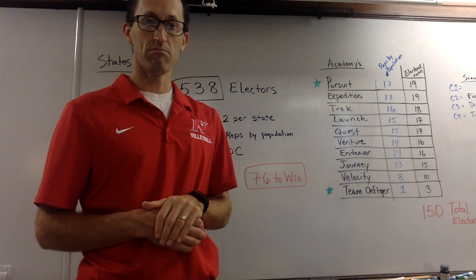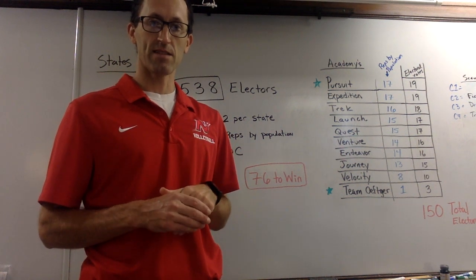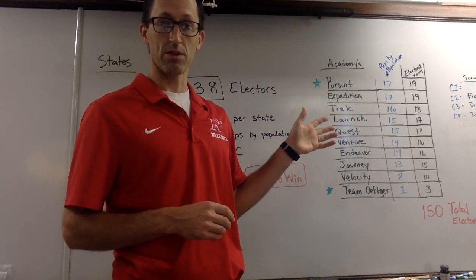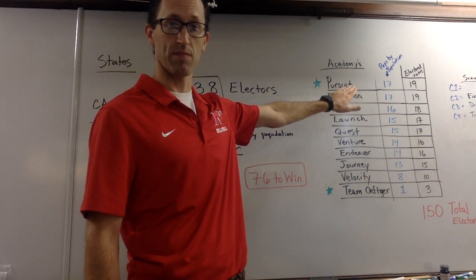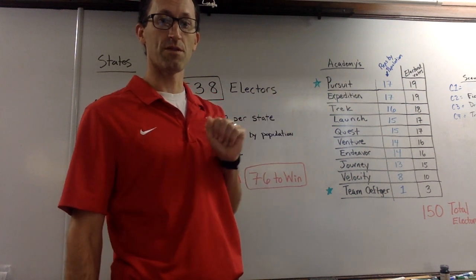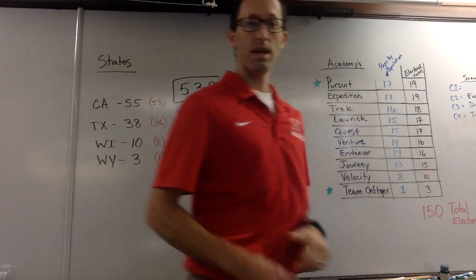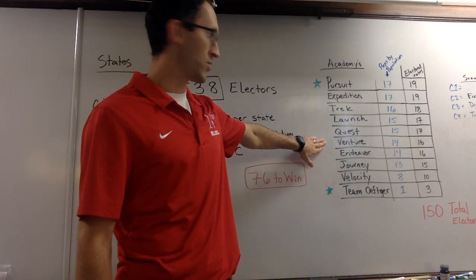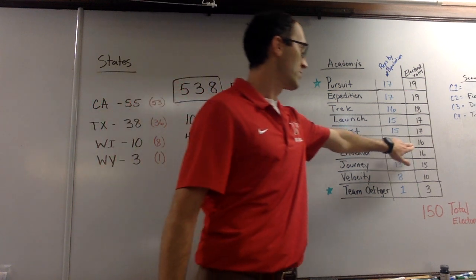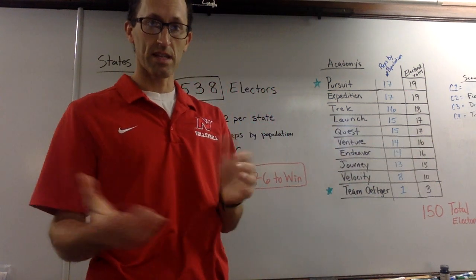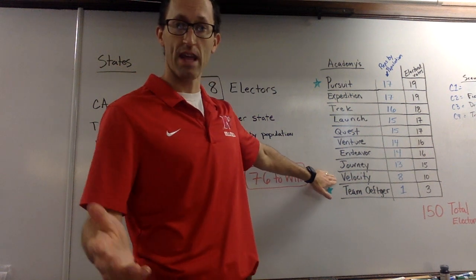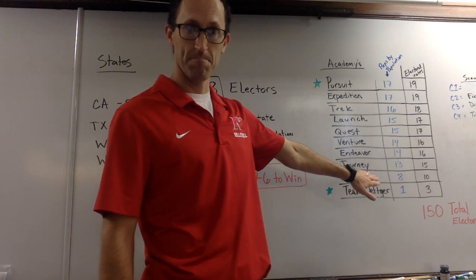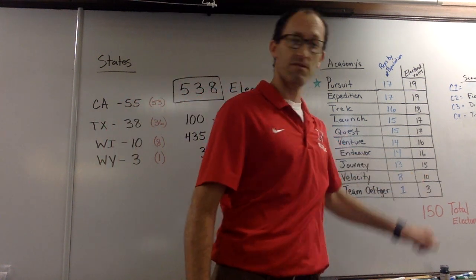So Pursuit and Expedition, congratulations, your states have a little bit more power in the election because you have the largest population. You're getting 17 votes based on population. We're going to add 2 for the equal votes, making it 19. If we look at Venture, your number came up to be 14 for population, plus 2 to give you 16 total. Velocity, sorry to break it to you, but you only have 61 students in your academy. We divide that number by 7, we get 8 for population, plus 2 is 10.